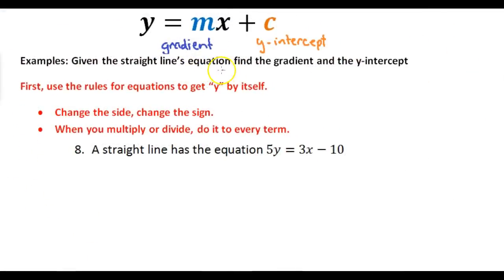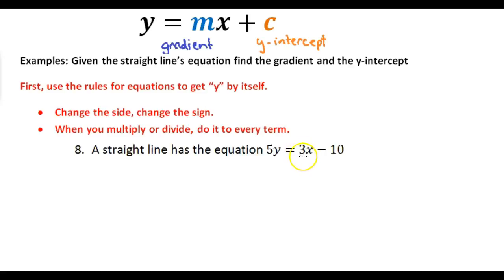In these examples, we have to find the gradient and y-intercept from the equation, but this time we're going to have to use the rules to equations to get y by itself. Remember that these rules are: if you change the side of a term, you change its sign, and when you multiply or divide, you must do it to every term. So in example 8, a straight line has an equation of 5y equals 3x minus 10.